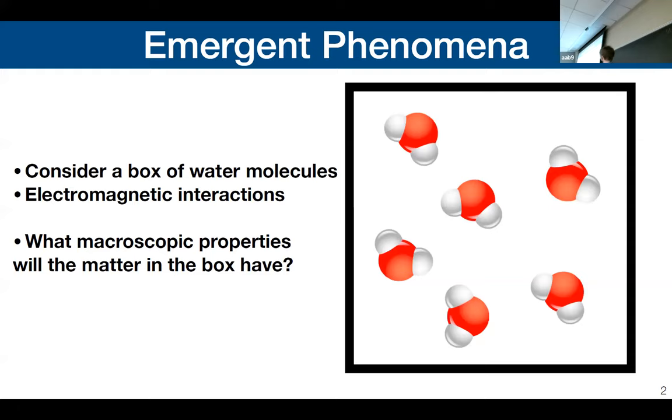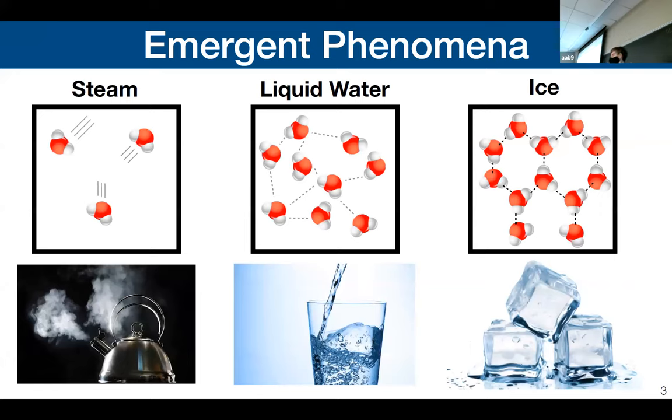Consider a box full of water molecules. We know these water molecules interact via electromagnetic interactions, and we understand electromagnetism pretty well. So let me ask you, what macroscopic properties will the matter in the box have? Well, I didn't actually give you enough information, because it depends on the pressure and the temperature of the box. At standard pressure, if it's a very hot box, of course it will be full of steam. At room temperature it will probably be full of liquid, and if it's cold, it'll be full of ice. So it has very different behaviors macroscopically, even though all these boxes are filled with the same molecules interacting via the same interaction.